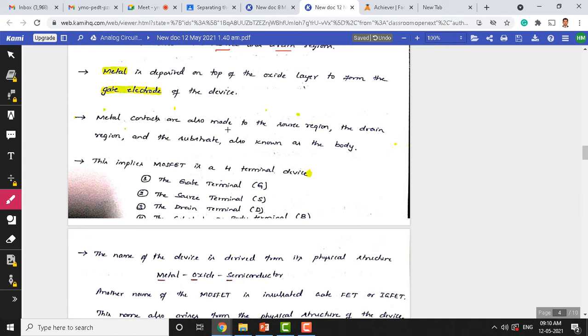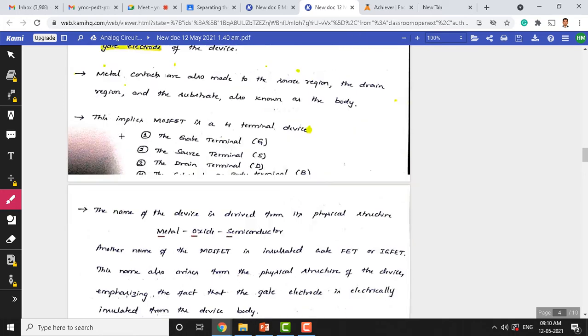Metal contacts are also made to the source region, the drain region, and the substrate region. Wherever we need an electrode, we attach metal. Metal, as I told you, is usually polysilicon in current VLSI fabrication. So these are the various terminals we have seen. Now in general, the MOSFET is a 4-terminal device, which has a gate terminal, source terminal, which we show as capital G, capital S, capital D, and the last one is the substrate or body terminal, which we show with capital B.